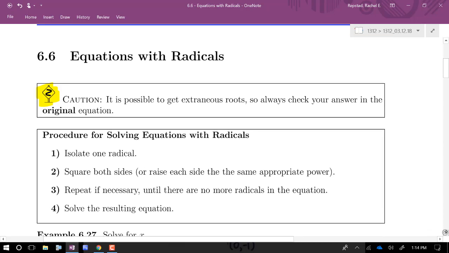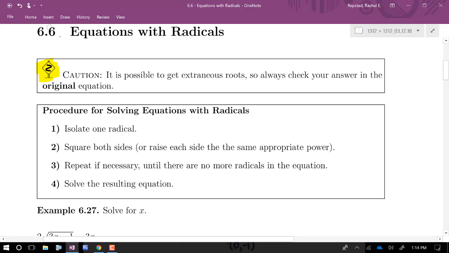So our basic technique is to just isolate one radical. If there's only one radical that appears in the equation, that's easy enough. And then we square, or raise to whatever power: if it was a cube root, I'd cube both sides, or if it's a fifth root, I'd raise each side to the fifth power. So you can get rid of that single radical and simplify whatever you get. If there are still radicals left over, you just repeat the process.